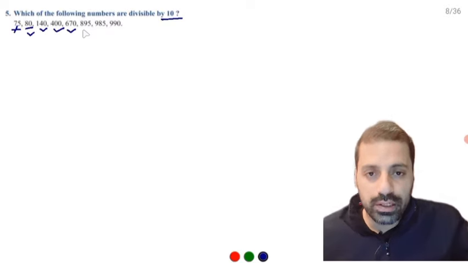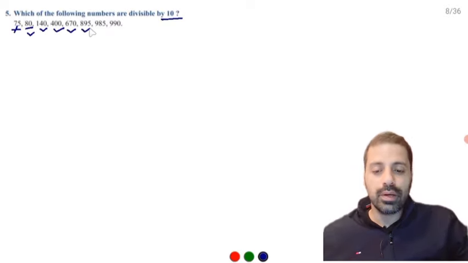670, the unit place digit is 0 here, so it is divisible by 10. 895, the unit place digit is 5 here, so it is not divisible by 10.